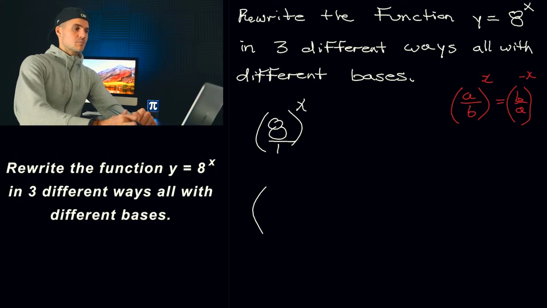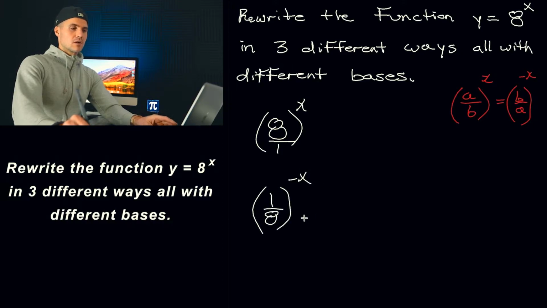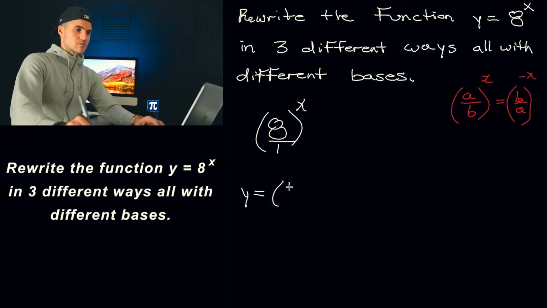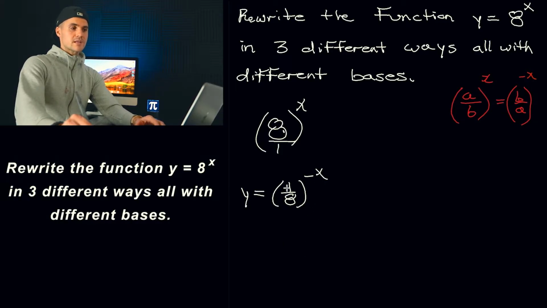So applying that here, we can rewrite this 8 over 1 to the power of x as 1 over 8 to the power of negative x. Right, so that is one way. I wanted to rewrite it with a y over here to make it still look pretty. So y equals 1 over 8 to the power of negative x, like that. Okay, so this and this, they're the exact same function. If you were to take both of these and plot them in Desmos, you would see that they would overlap. Right, so that's one way to go about it. What's another way to go about it?